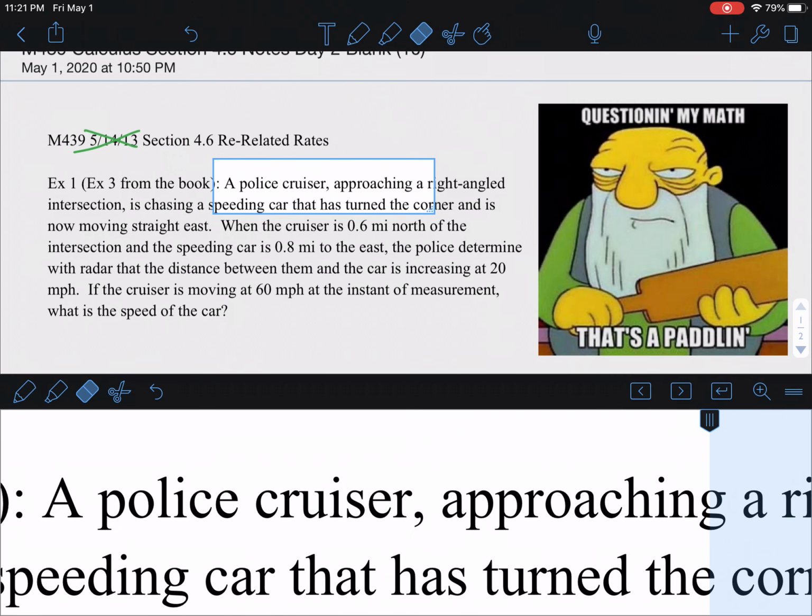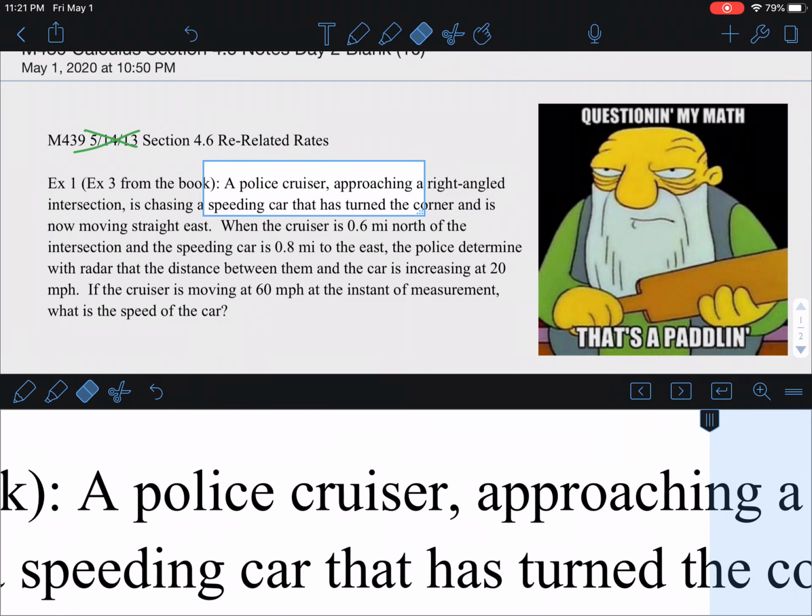Example 1 here. This is a really good practice question. I would highly encourage you to try to set up and do this one on your own. Pause the video right now, read through the question, then come back and take a look at the work that I do here. Okay, let's talk about this.